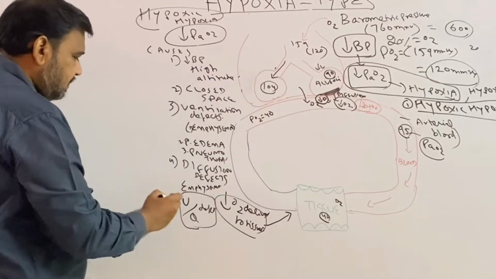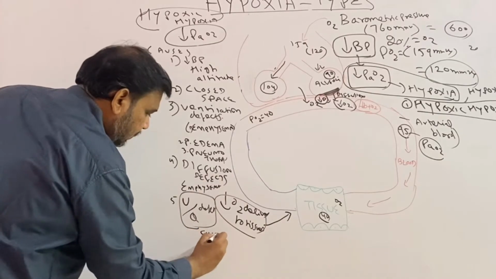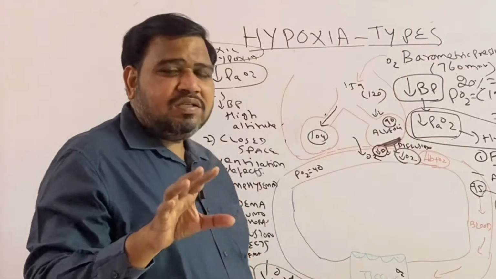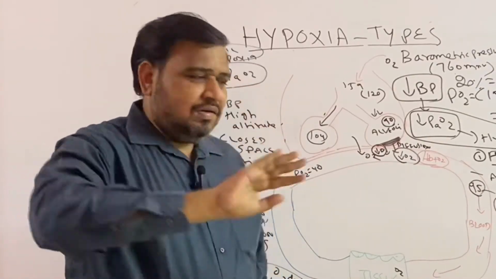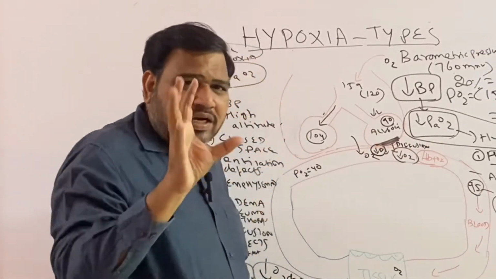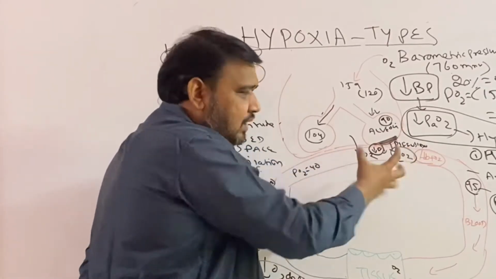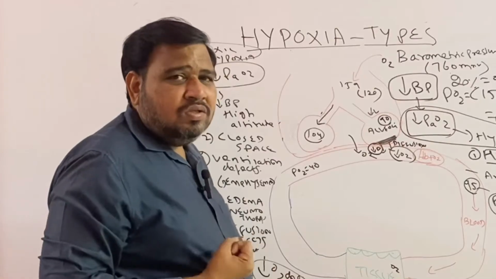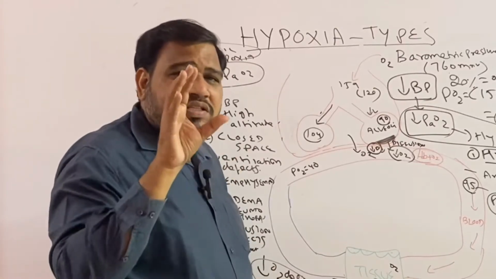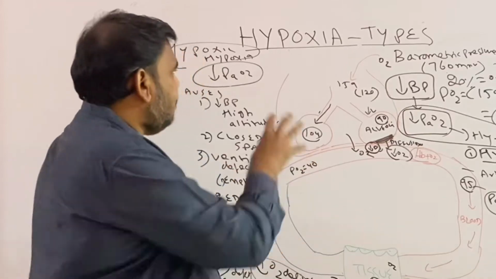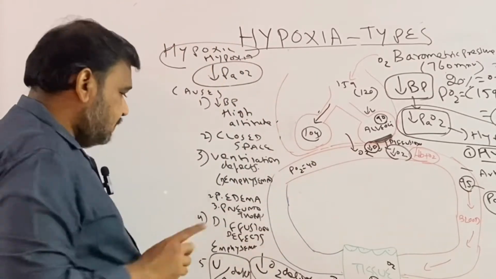This is called shunting of blood. Shunting of blood means blood is there, no problem in blood flow. Remember, shunt means blood flow is normal or more, but it is not receiving the needed oxygen. So that is called shunted blood flow. In shunted blood flow also, the partial pressure of oxygen is decreased, so it comes under hypoxic hypoxia.